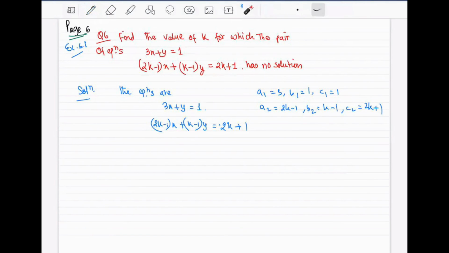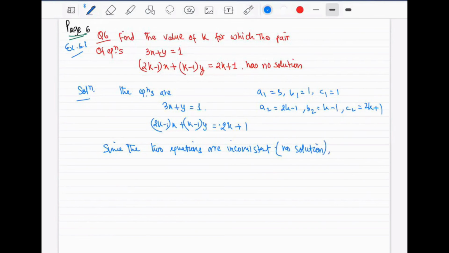Now, what is given? The pair of equation has no solution. So you have to mention here, since the two equations have no solution, they are inconsistent. Remember, if we draw the graph of two inconsistent equations, we are going to get two parallel lines, right? So mention in the bracket what is the meaning of inconsistent.